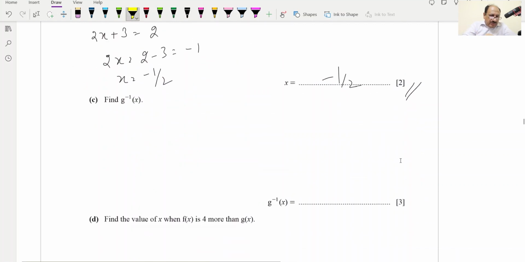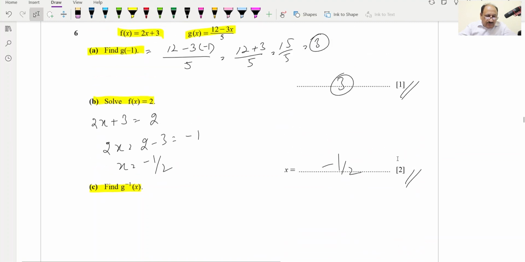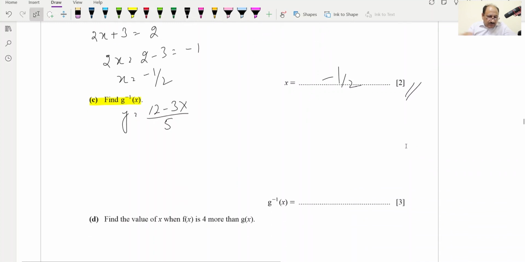Then find g inverse of y. For that we will write g of x, and let y be equal to 12 minus 3x, all over 5. So this is our g of x.